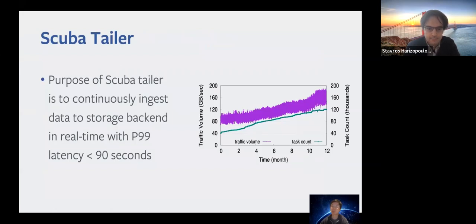Those jobs by themselves are pretty simple. They just deserialize the data, convert it into the proper format, and write it into Scuba storage. But they run at a big scale. On the diagram to the right, you can see the throughput and the number of tasks for Scuba Tailor as a whole. Peak ingestion throughput for Scuba is on the order of hundreds of gigabytes, and the number of tasks is on the order of 100K.